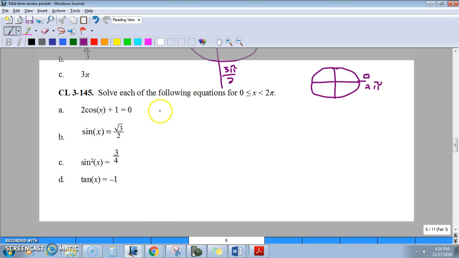So 2 cosine x plus 1 equals 0. So if we subtract 1 from each side, we have 2 cosine x equals -1. Cosine of x equals -1/2. So on the circle, it's asking for what, and this 2 pi means we're probably going to be in radians. So at what angle is the cosine of x -1/2?